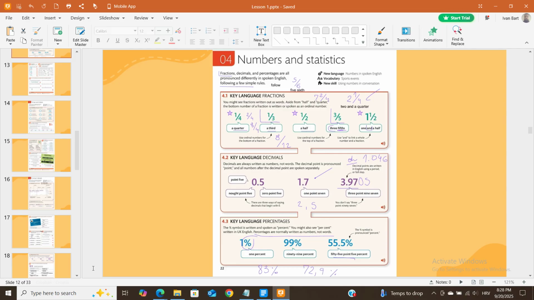4.3 Key language: percentages. The percent symbol is written and spoken as "percent." You might also see "per cent" written in UK English. Percentages are normally written as numbers, not words.